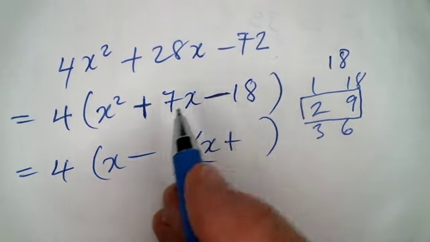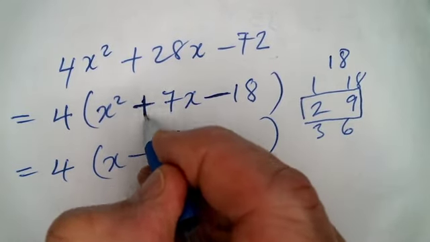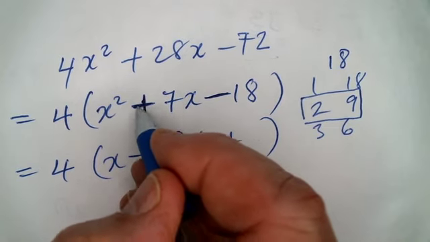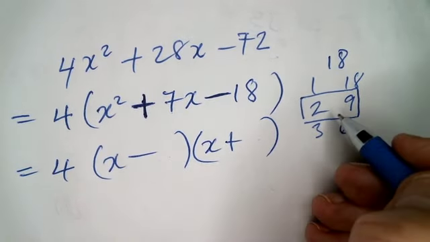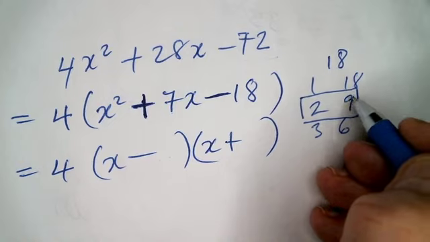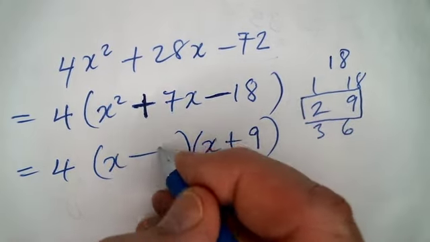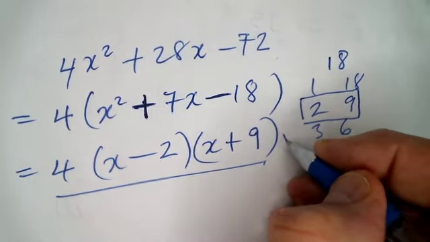Signs are different, and we see the biggest one must be positive. Plus here means that of the two numbers we choose, the larger of the two numbers must be positive. Which is the larger of the 2 and the 9? The 9 is the largest, so it is positive, so the 9 must go next to the positive, and the 2 by the negative. And we're done.